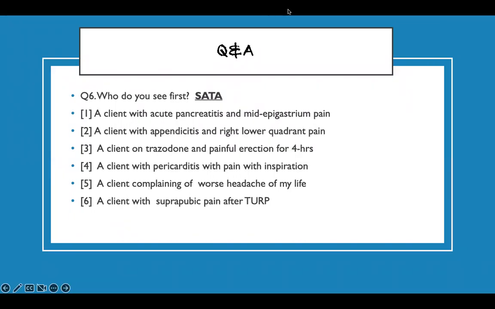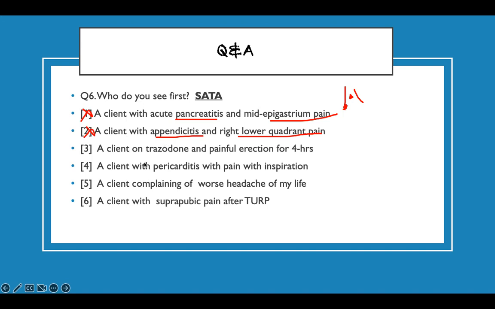Same thing. SATA multiple. A client with acute pancreatitis and mid-epigastric pain. Well, that's where you're supposed to have pain. I got to be sharp. That's not important. A client with appendicitis, I intentionally said this, they all have pain, and you see what I'm trying to show. Appendicitis and right lower quadrant pain. Whenever they tell you the location, look at the organ that is over there. Pancreatitis is in the middle, you get pain if you have inflammation there. Appendicitis is on the right lower quadrant, you get pain if you have inflammation there. So this is expected. I have to be sharp.